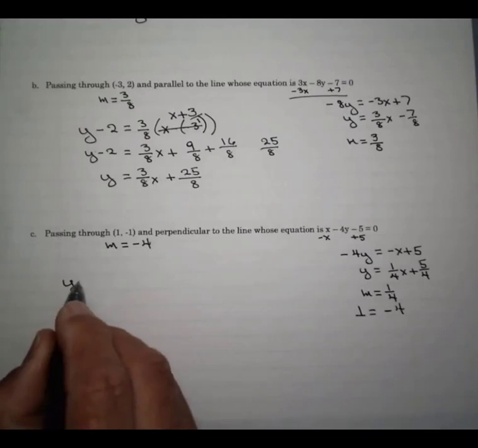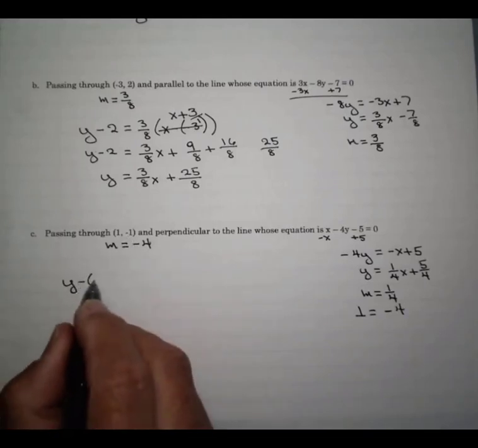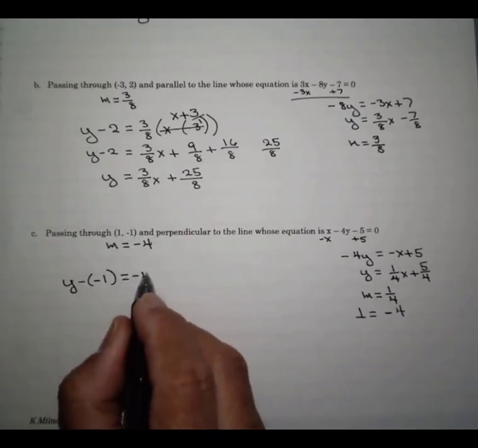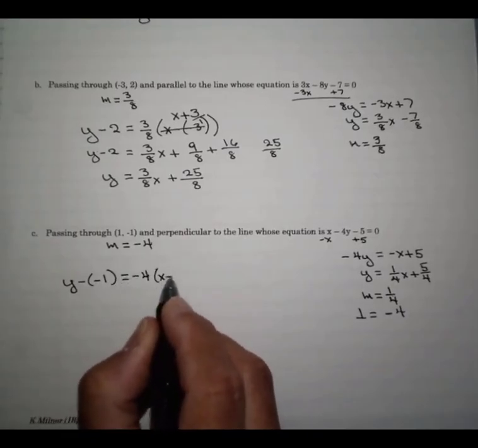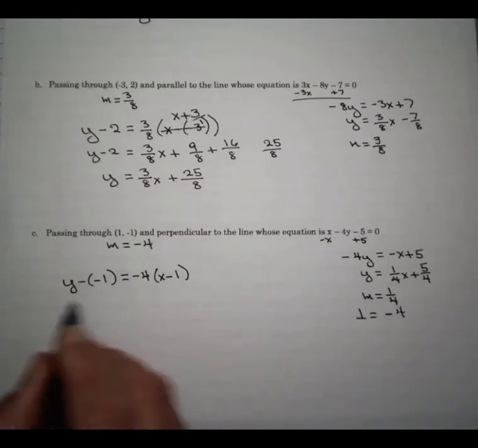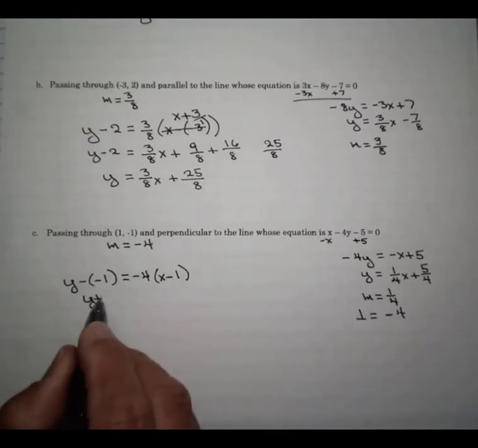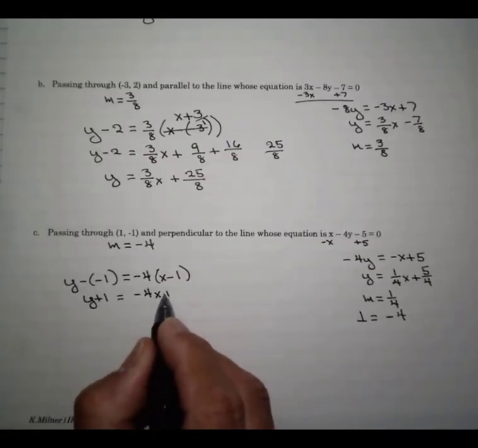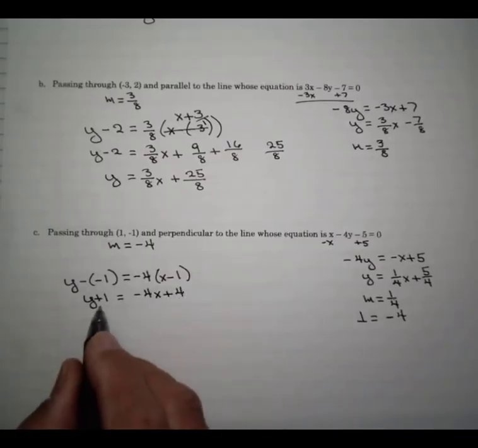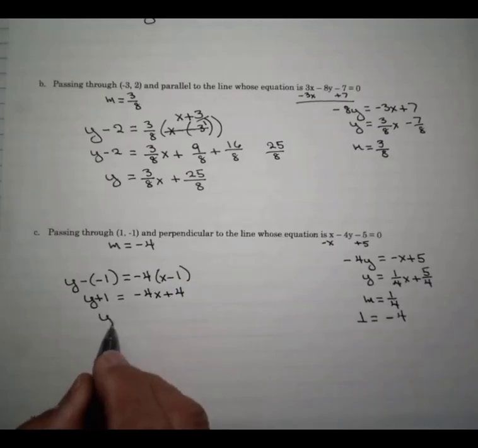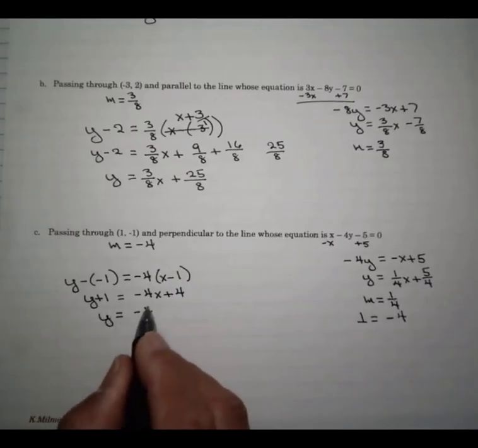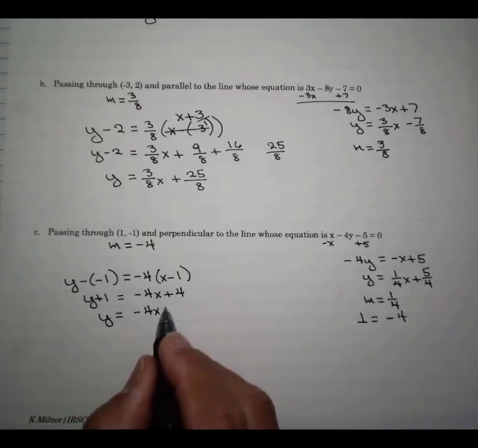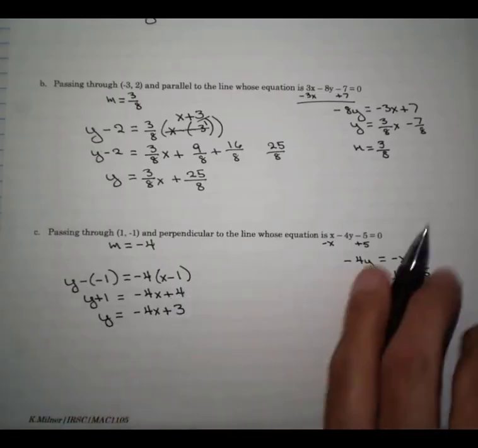Therefore, y minus the y-coordinate of negative 1 would equal the slope of negative 4 times x minus the x-coordinate, which is 1. This is really y plus 1, and it's equal to negative 4x plus 4. And then I just need to get this 1 to be subtracted from both sides. So I say negative 4x, and I say 4 minus 1 is 3, plus 3. And that's my linear equation.